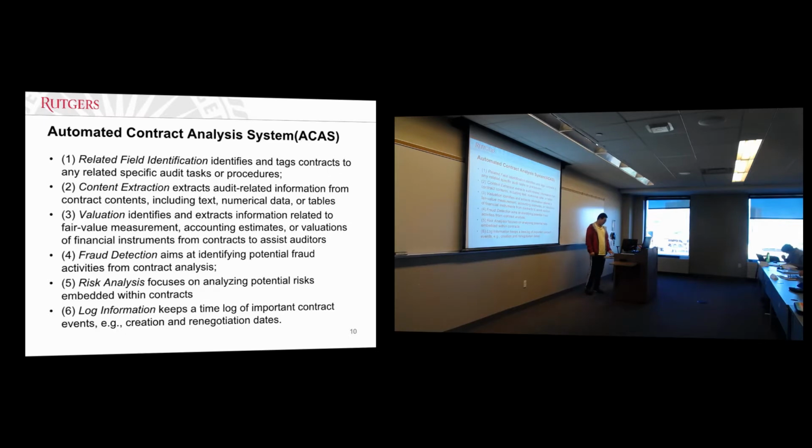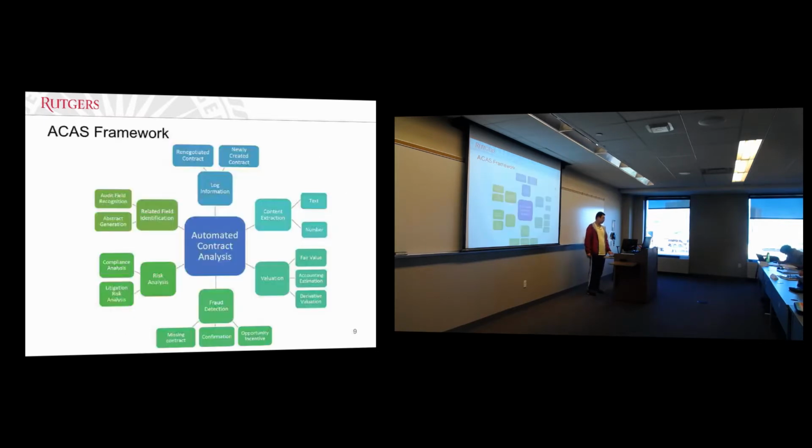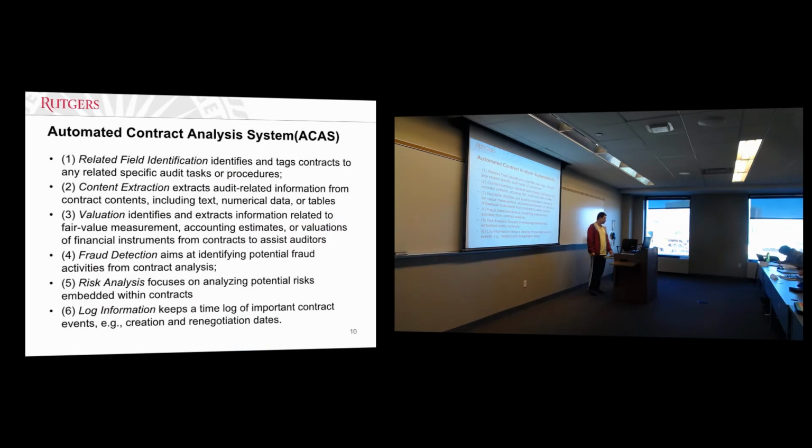The fifth part of the system is risk analysis. This subsystem focuses on analyzing potential risks embedded in the contracts. I think it's similar to the fourth subsystem, fraud detection. And the last subsystem of this proposed system is log information. This part of the system can help to track different versions of a contract at different times.